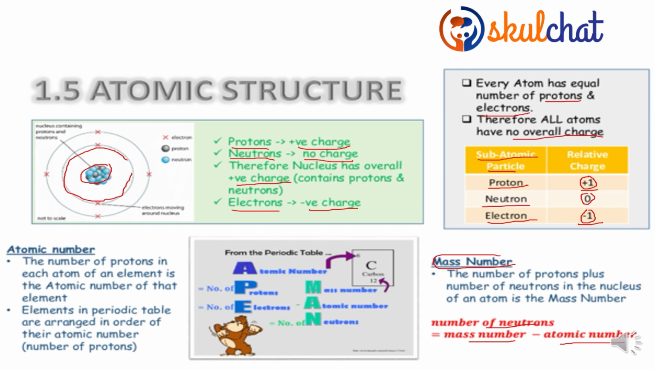And the number of protons in every atom is called the atomic number. So these two kinds of numbers, the mass number and the atomic number, will be important when you talk about the periodic table, because elements or atoms in a periodic table are arranged in order of their increasing atomic number, which is the number of protons of each atom.